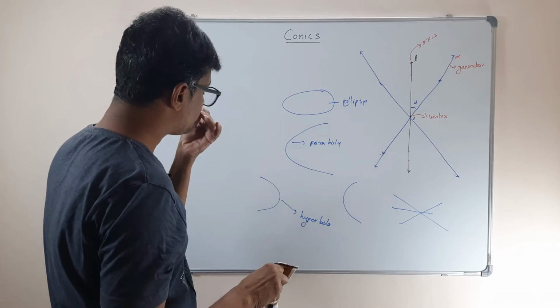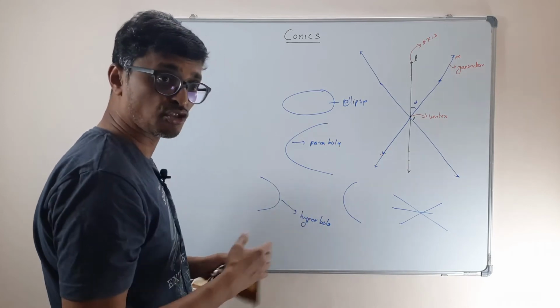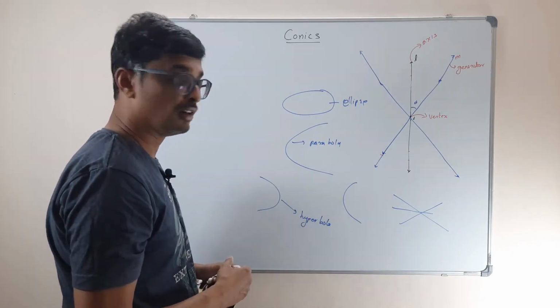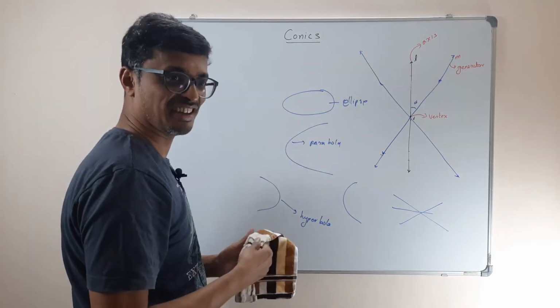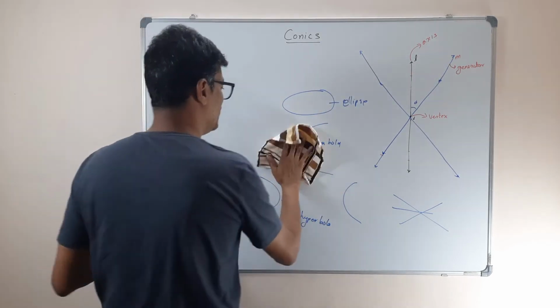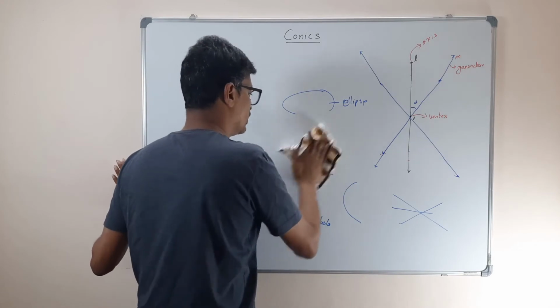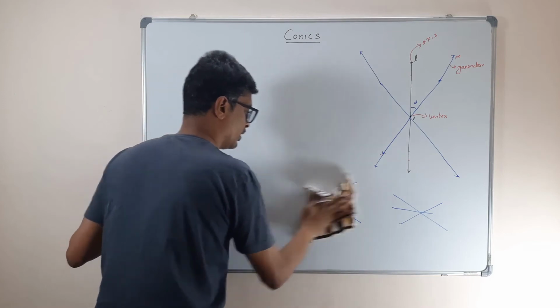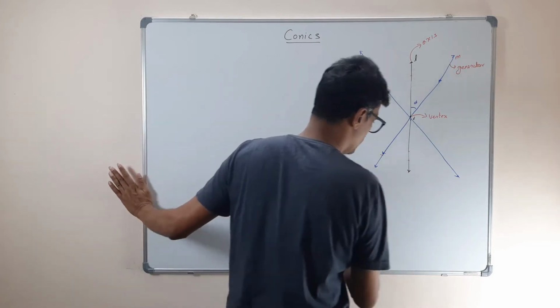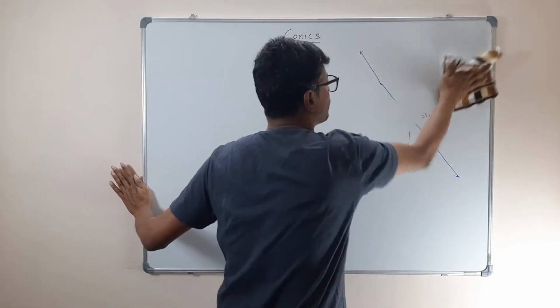Now even a point can also be a conic. How? Take a plane passing through the vertex. It will be a single point. Am I right? So this is what we call conics. And now this is just a definition.